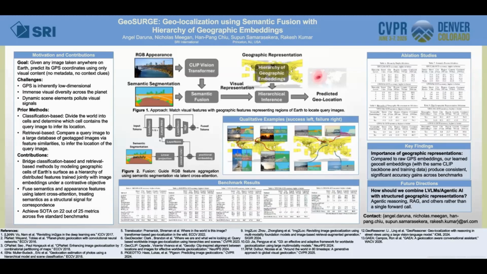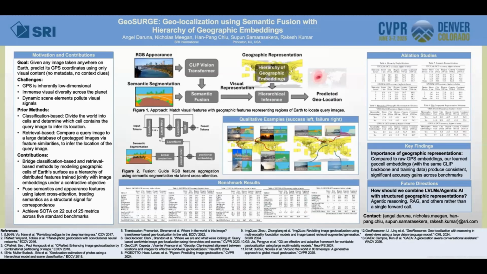A key comparison is GeoCLIP, since it also uses CLIP-style alignment. GeoCLIP represents locations using GPS coordinate embeddings, while GeoSURGE uses learned embeddings over all hierarchical geocells. The improvement suggests that the geographic representation is doing a lot of the work. The qualitative results show the same trend. In successful examples, the model uses semantic and appearance cues together to focus on stable scene structure. One example shown here is the Eiffel Tower versus the Las Vegas replica, where surrounding contexts like water and nearby buildings help disambiguate the location.